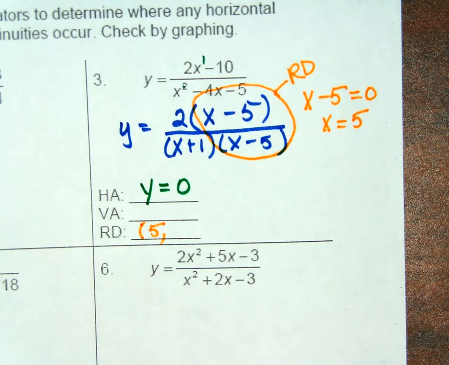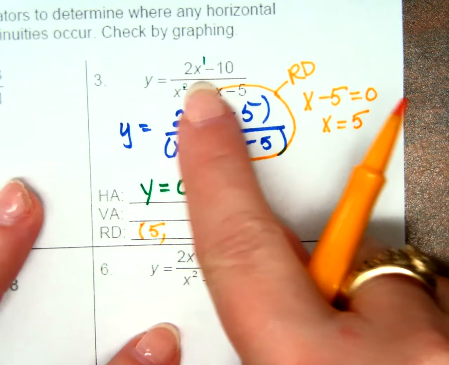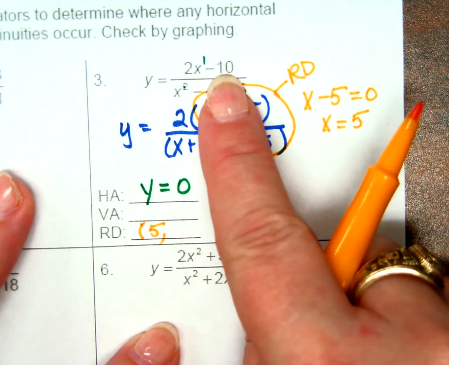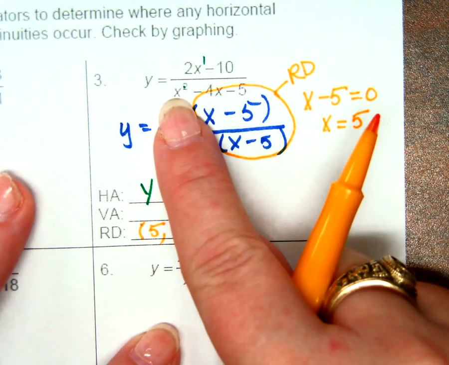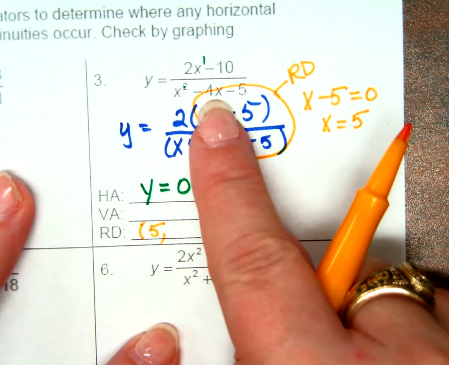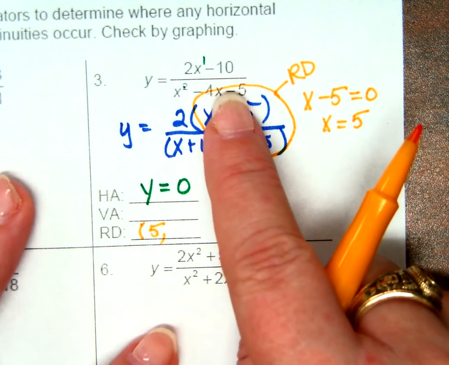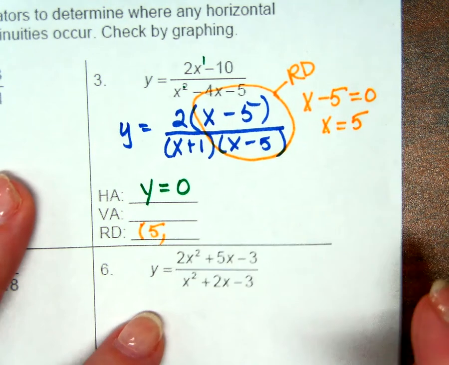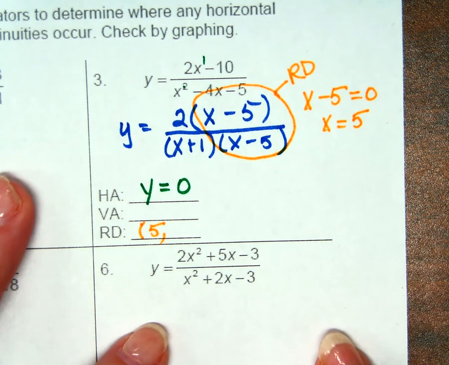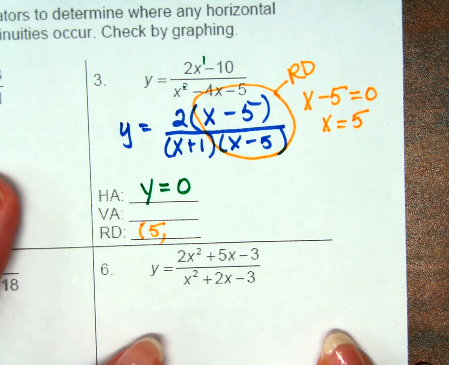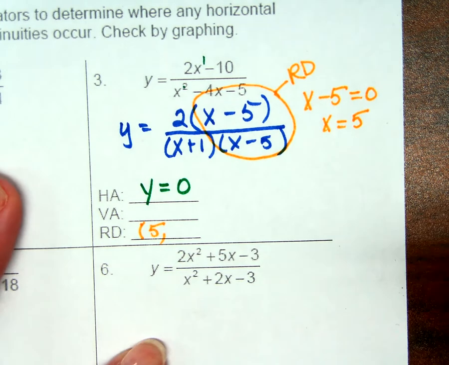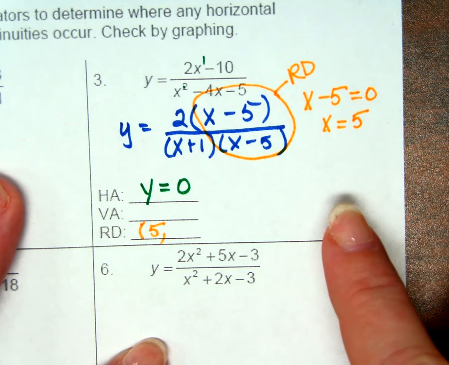Is it going to look something like that? How do I go about finding the y value? Plug it in. 2 times 5 is 10. 10 minus 10 is 0. 5 squared is 25. 25 minus 20 is 5. Minus 5 is 0. 0 over 0. 0 over 0 is not 0, guys. It's not anything. It's bad news. Calculators explode because of that.